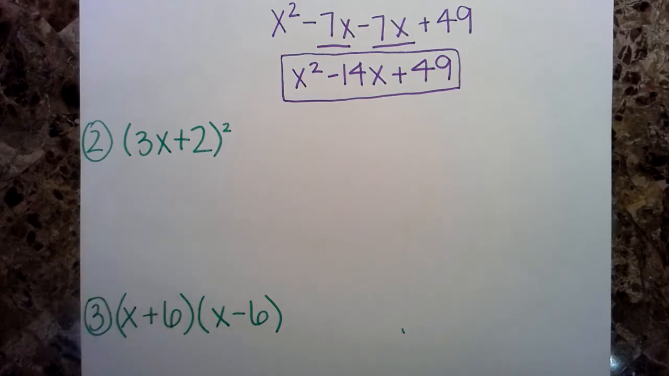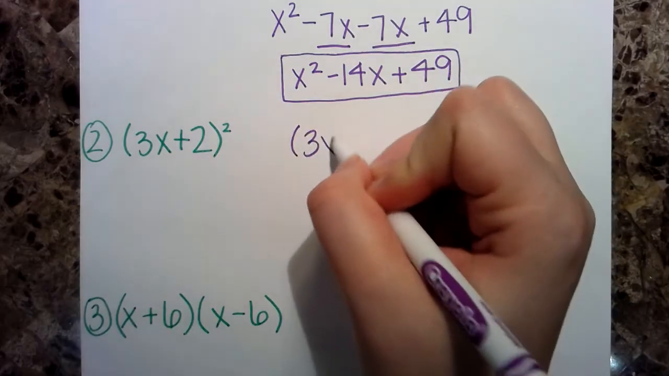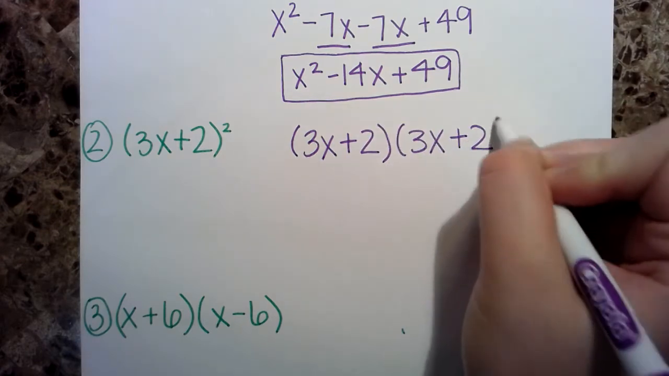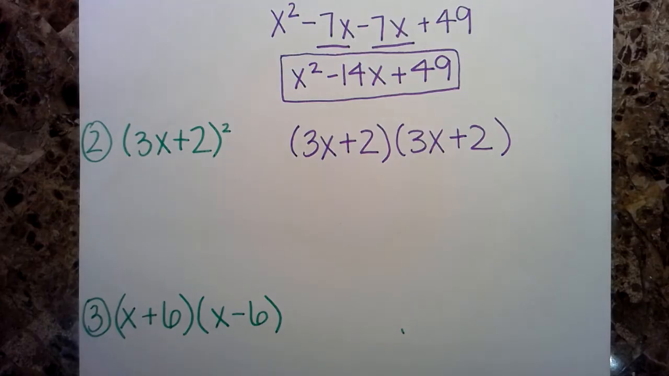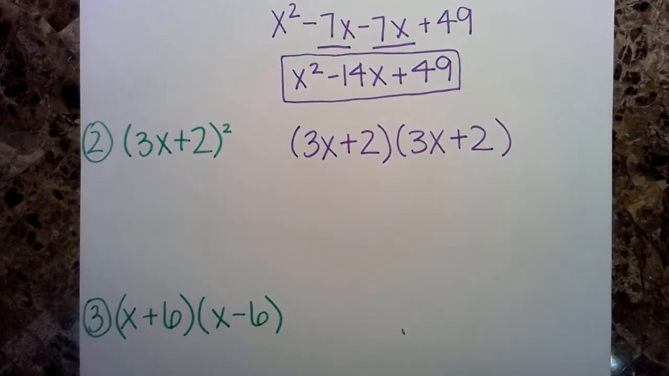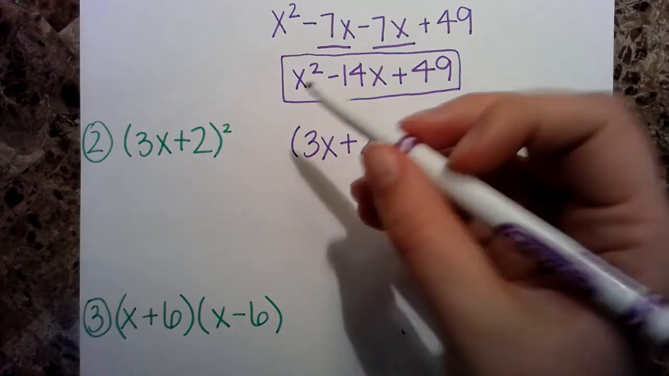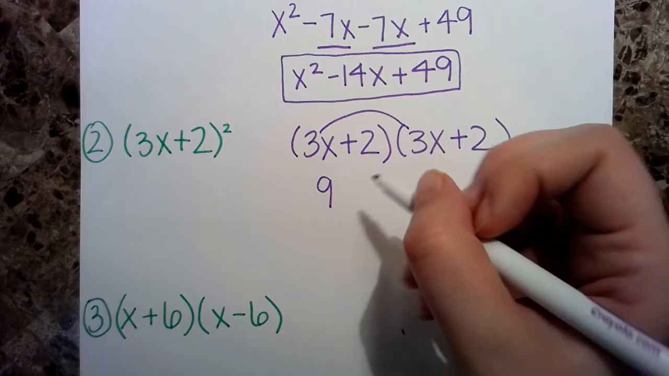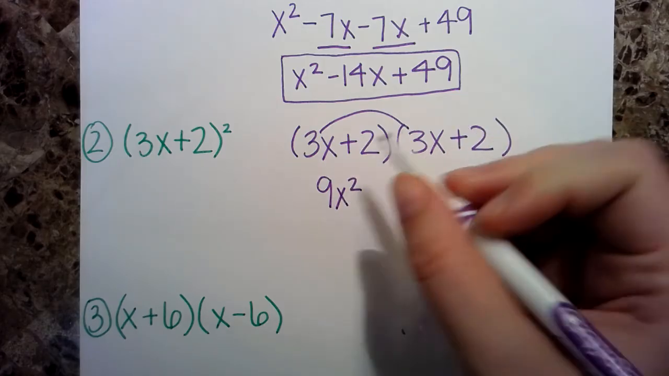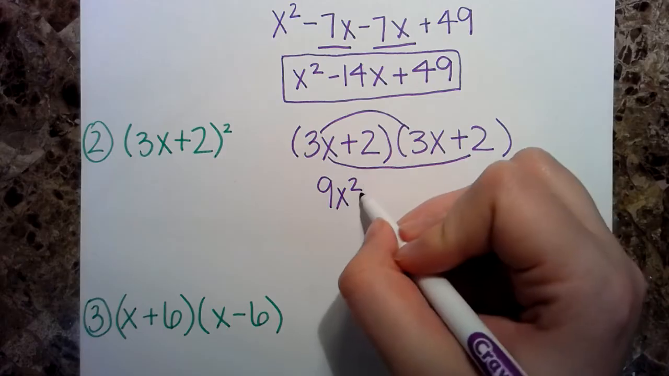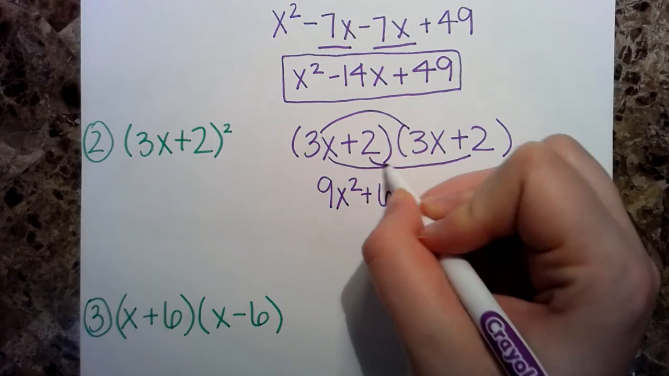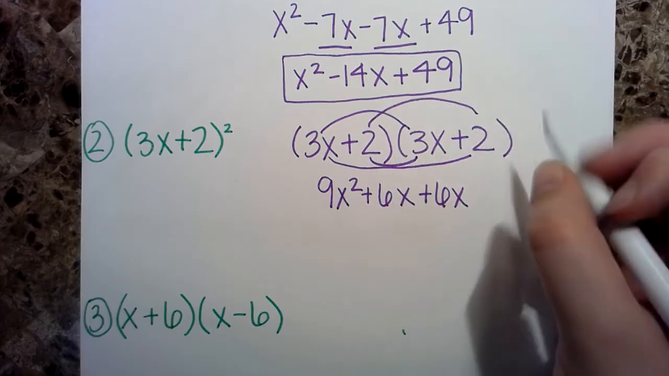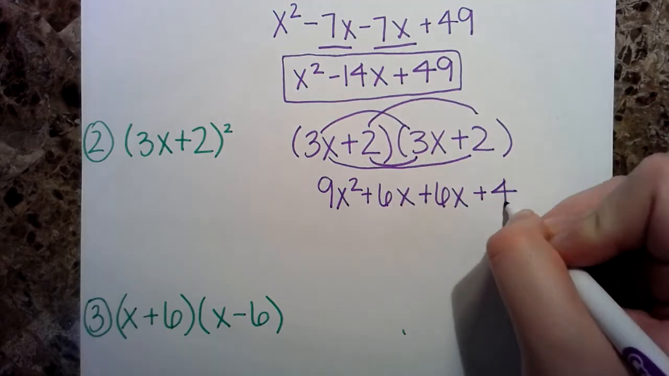Now, this next binomial that we have here is squared. So we have to do the same thing, where we have 3x plus 2 and 3x plus 2. We're going to use the FOIL method because we have a binomial multiplied by another binomial. So we're going to do first: 3 times 3, which is 9, and then x times x, which is x squared. Outer, plus 6x. Inner, plus 6x. Last, 2 times 2, which is 4.